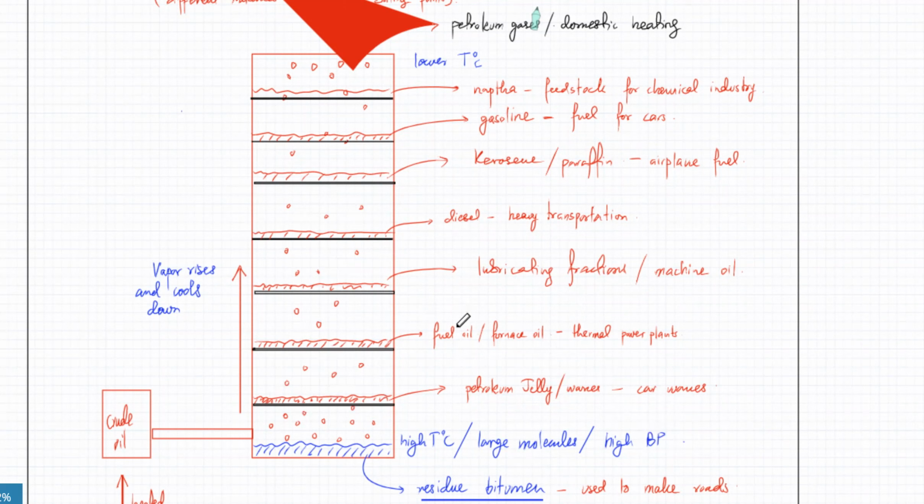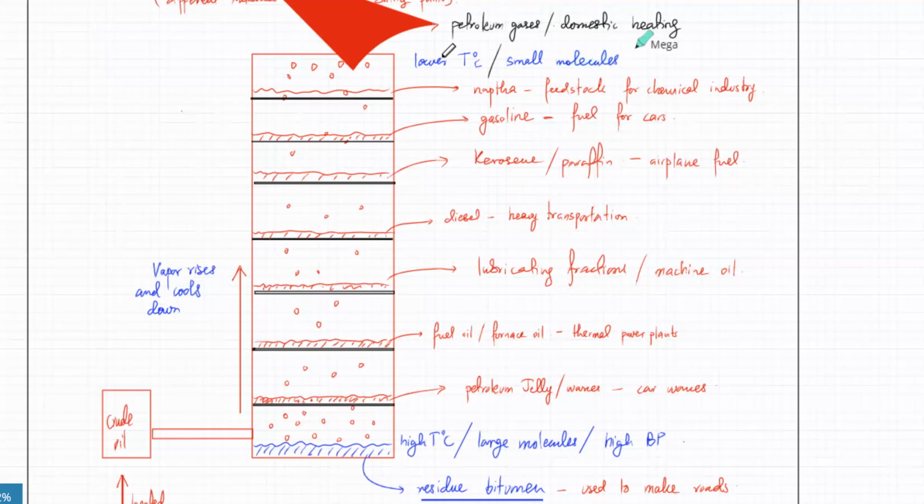Then you get fuel oil and furnace oil. Then the temperature drops further. You get lubricating fractions. It drops further. You get diesel. You get kerosene. Drops further. You get gasoline, naphtha. So right at the top, the temperature is really low. So what do you get at the top? The temperature is low, so what you get at the top is small molecules, because remember, they have lower boiling points. Something that has a lower boiling point is harder to condense.